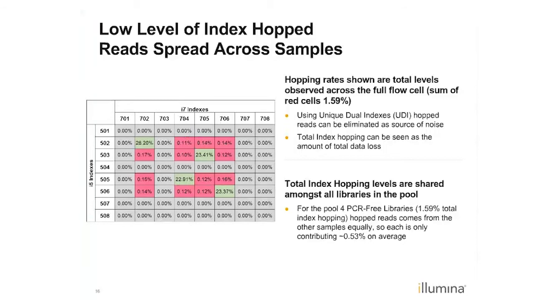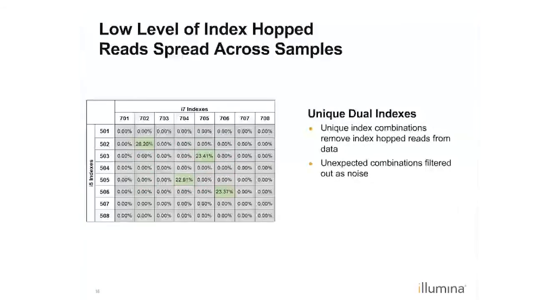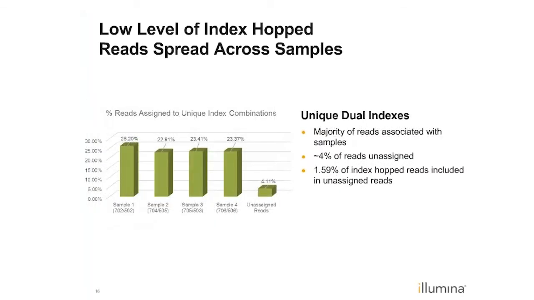But one important thing to keep in mind is that if you use unique dual indexing, essentially what you're doing is eliminating those red or pink boxes from the analysis. The unique dual combinations allow you, as part of the demultiplexing process, to remove these unexpected combinations and filter them out, and they just become part of the filtering noise of doing an NGS experiment.